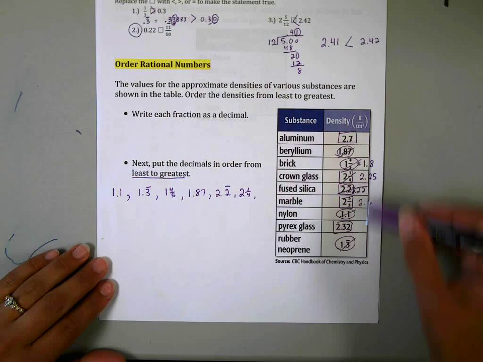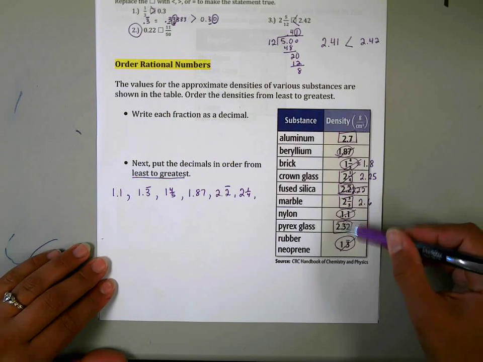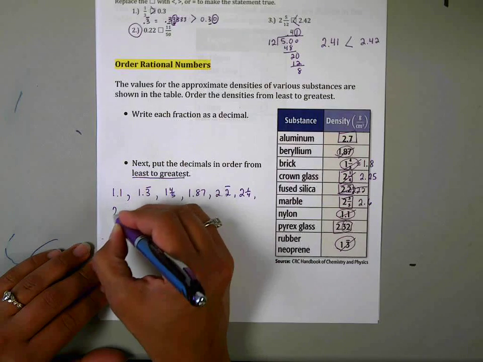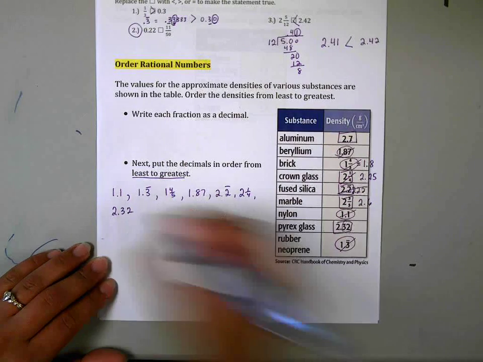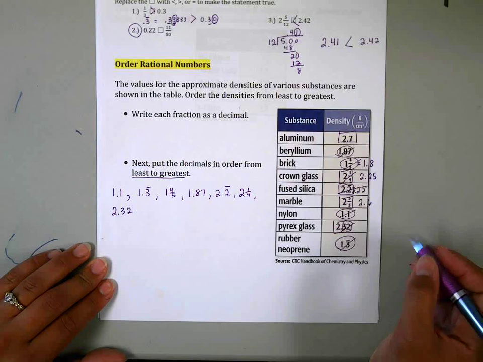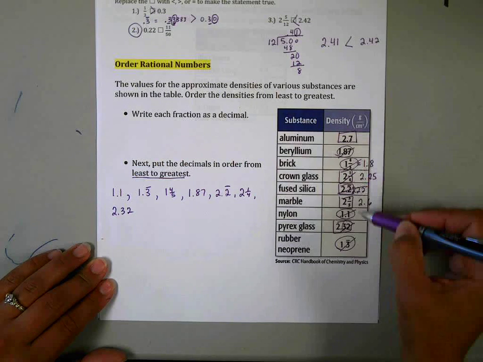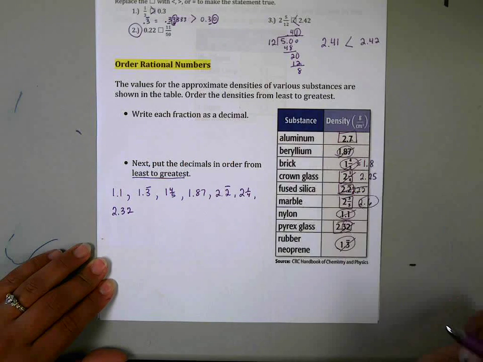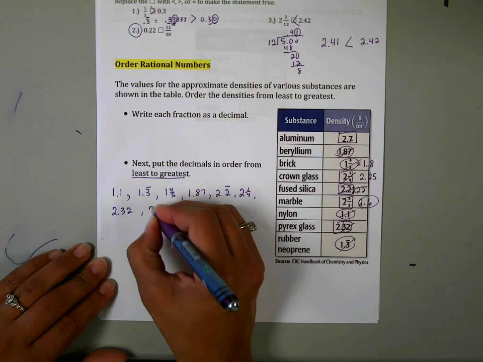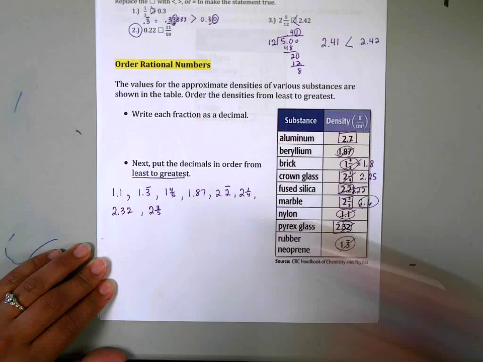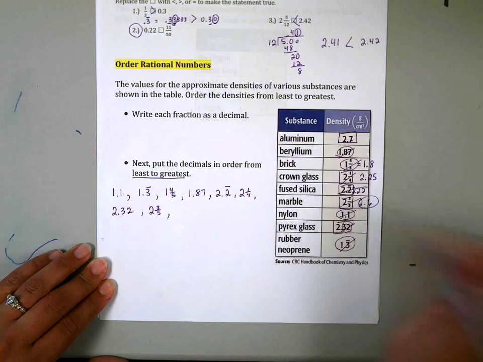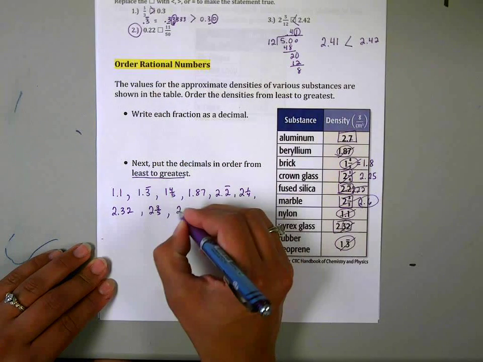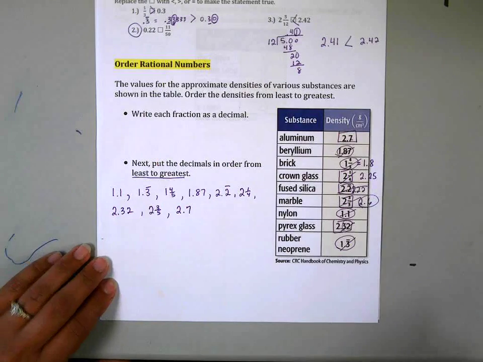The next is 2.32. Then we have 2.6 because that's going to be less than 2.7. We need to put that back in its original format, 2 3/5. And then our last is 2.7.